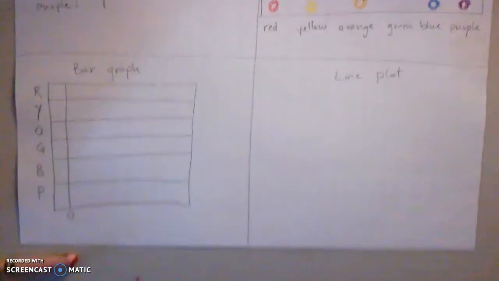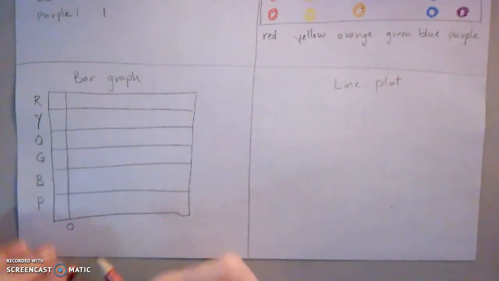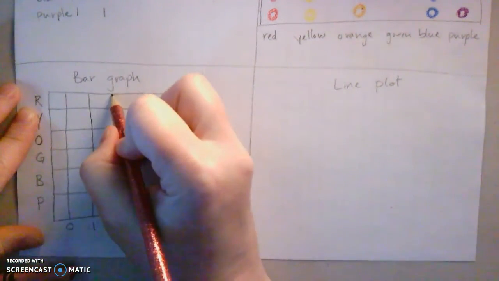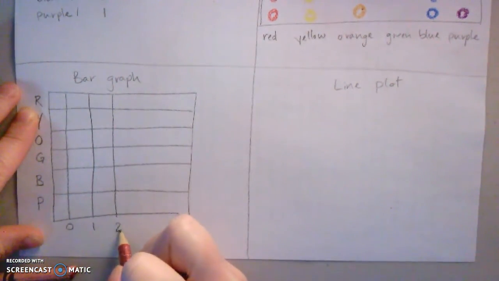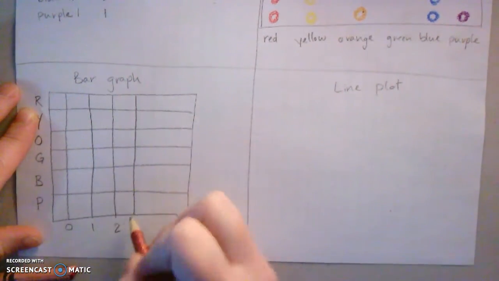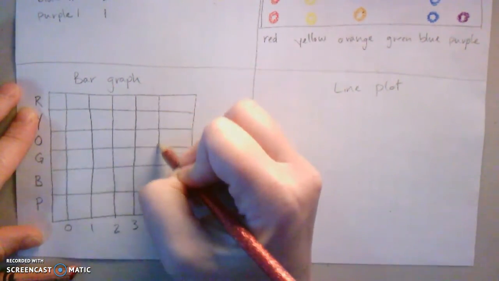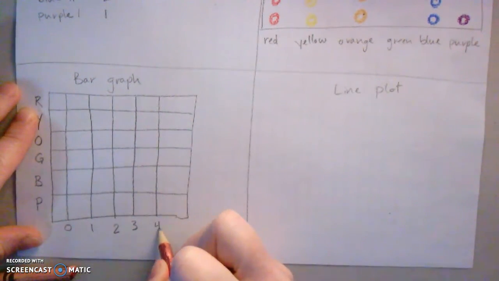So we can adjust it. There we go. And 1, 2, 3. I don't have any that had 4, but I'm just going to go ahead and put a 4 on there, just because.